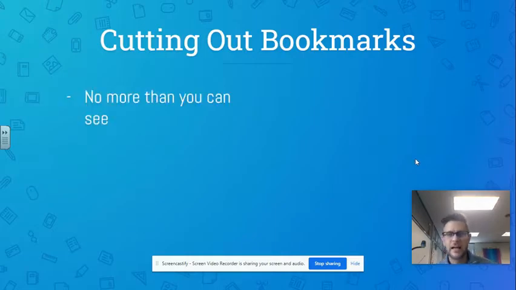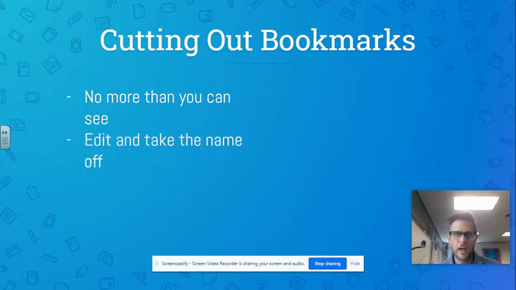Now, I need you to cut out some bookmarks. Many of you, like mine, have just way too many, and they actually spill over the side, and you can't see all the ones. I don't want you to have any more than you can see. I also want you to edit and take the name off. I'll show you how to do that in just a minute so that you can get many in that same little bar. And then finally, I want you to choose carefully because I don't want you to have any more than you can see that are easy to get to.